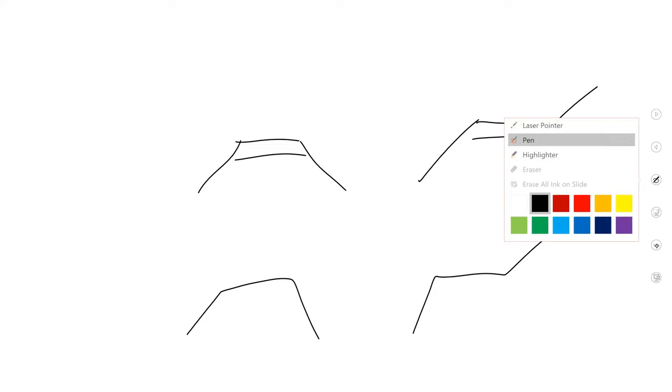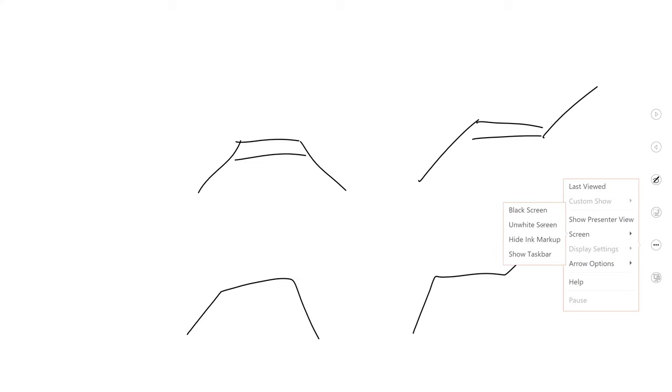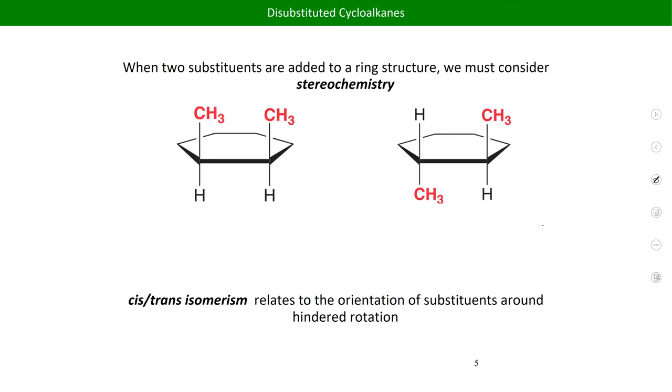Because it's stuck in one position and you can't freely rotate, if it doesn't have a pi bond, then these are the same molecule, right? The fact that it has restricted rotation is what means these are two different molecules, but these aren't. All right, so we'll get more practice with that when we get to alkenes, but it's gonna be the same terminology and it comes from the same place. That restricted rotation leads to cis-trans isomerism.